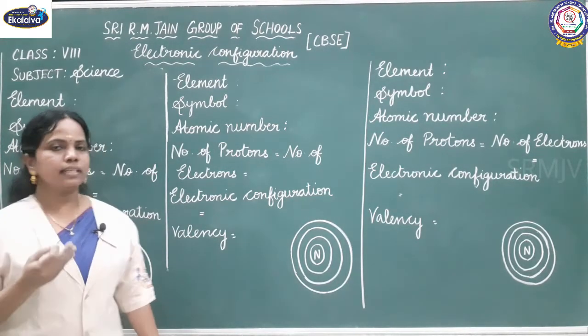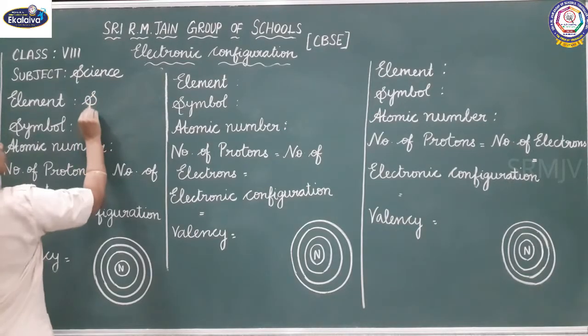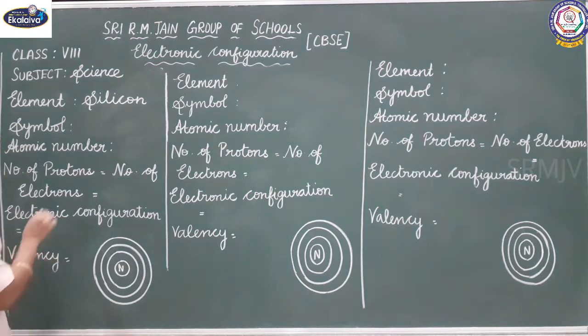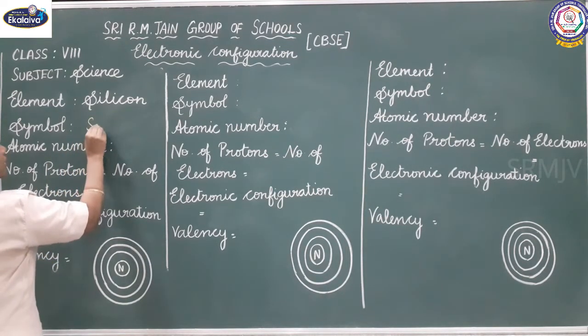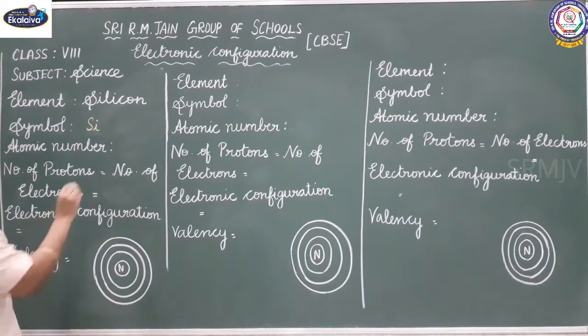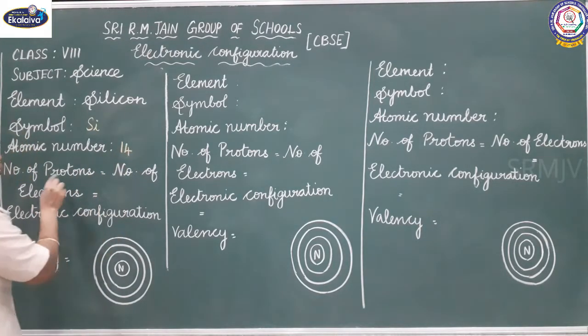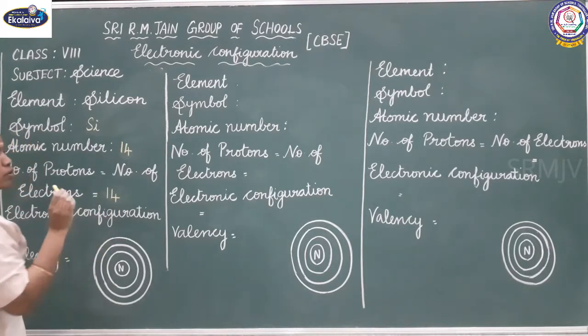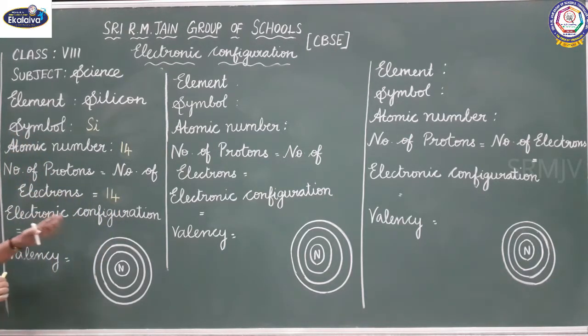Next element is silicon. Symbol is Si. Atomic number is 14. Number of protons, which is equal to number of electrons, is also 14 because atoms are electrically neutral. Electronic configuration is K shell 2 electrons, L shell 8 electrons and M shell: 2 plus 8 is 10 and plus 4 becomes 14 electrons.